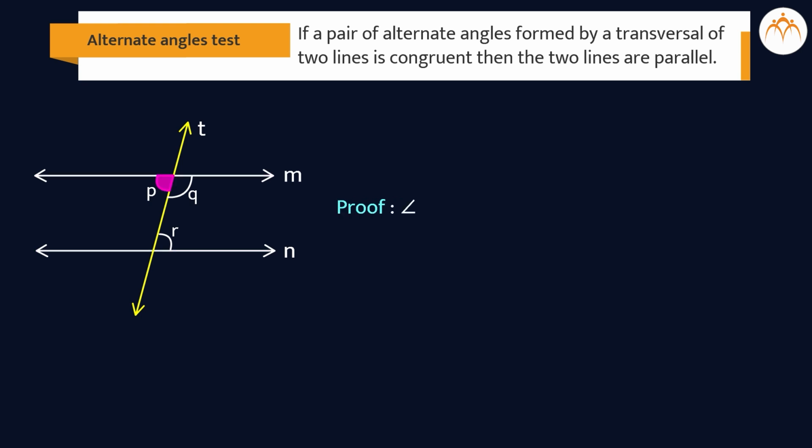Proof: measure angle P plus measure angle Q is equal to 180 degrees, angles in a linear pair. Angle P is congruent to angle R. This is given. Therefore, measure angle R plus measure angle Q is equal to 180 degrees. Angle Q and angle R are interior angles on the same side of the transversal. Therefore, line M is parallel to line N, interior angles test. This property is known as alternate angles test of parallel lines.